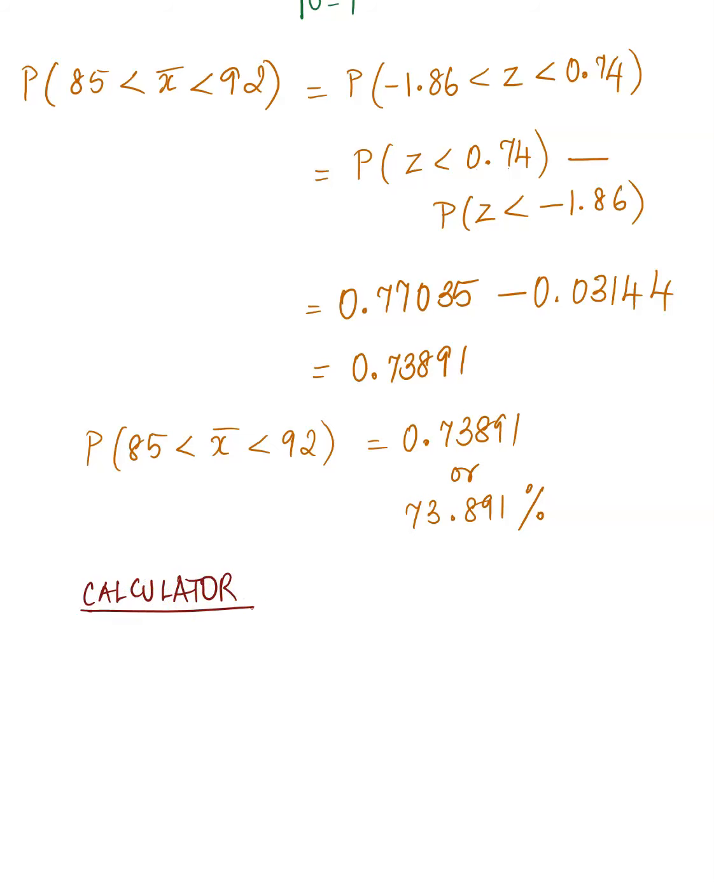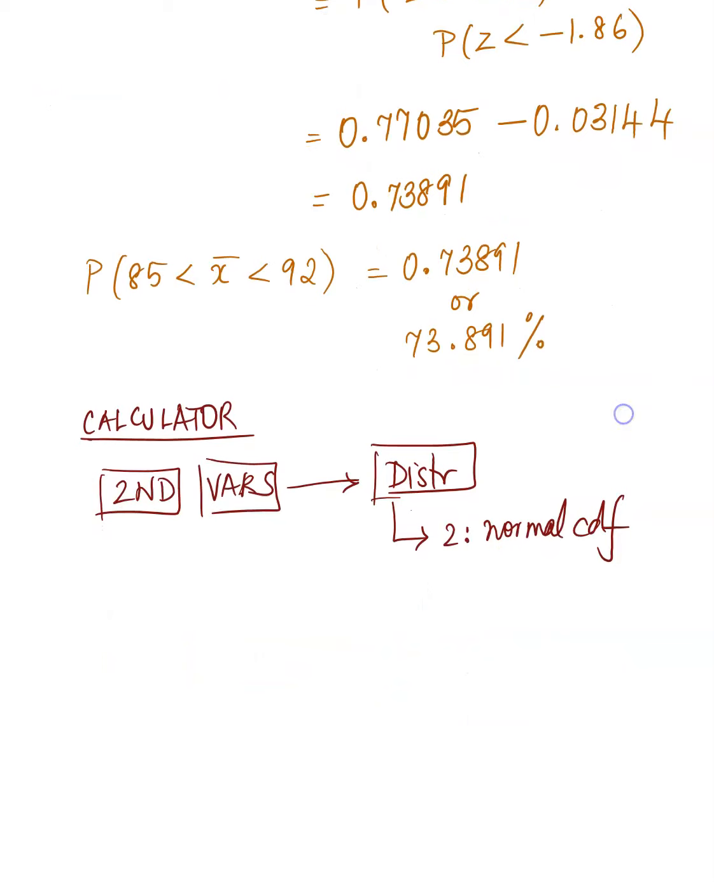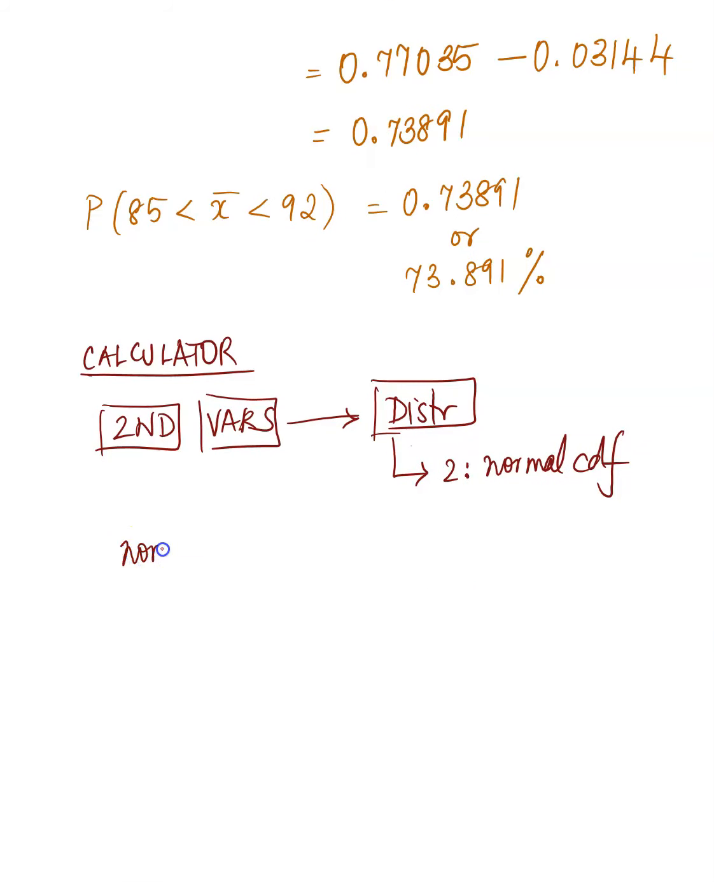And we know how to get to it. It's second bars, Distribution. And we go to CDF. So that will be the second one. And in normal CDF, the values you enter would be the lower limit, the lower value.